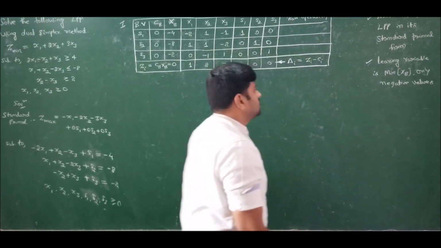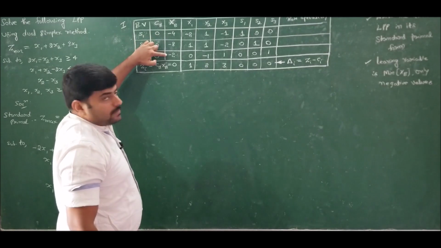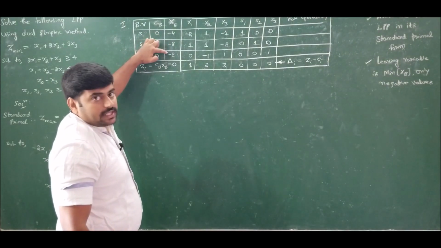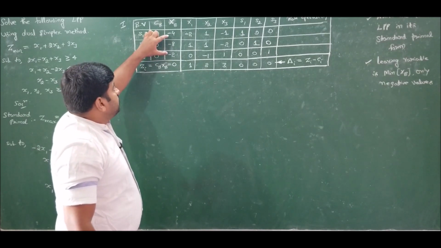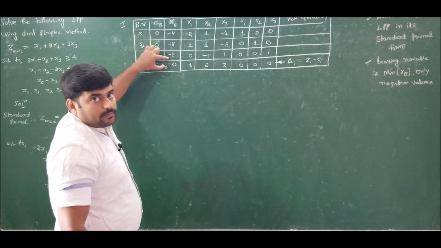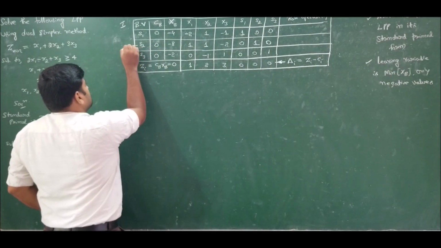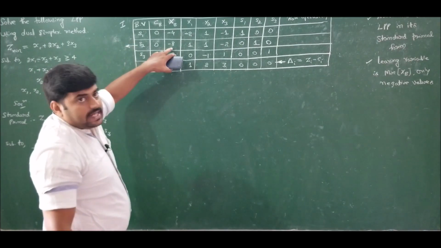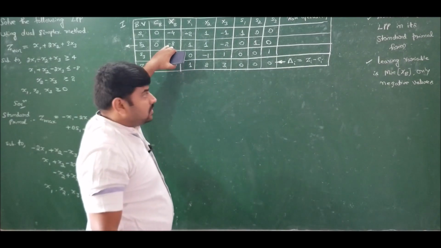Only negative values means what? In xb we have -4, -8, -2. Minimum means what? Since we have negative sign, the highest numerical value is the minimum, correct? So minimum of -4, -8, -2 is -8. So therefore s2 is the leaving variable. -8 is the minimum xb. I have found it out.